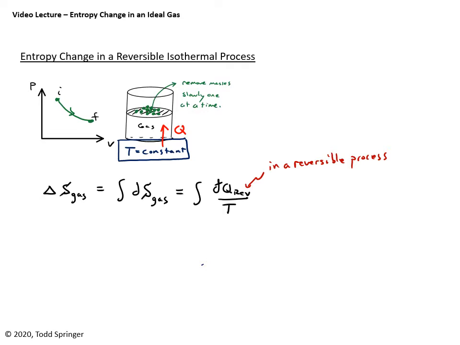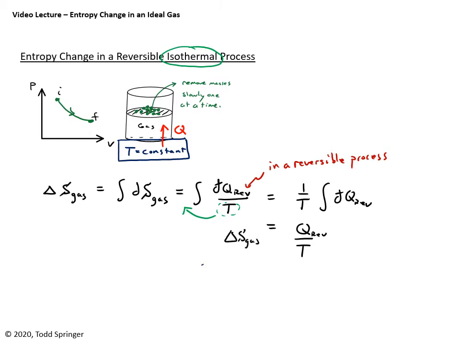And now we've seen this many times. So in this case, it's an isothermal process. So that means the temperature is constant. So this temperature can come outside of the integral. And so then I get 1 over T, integral dq reversible. And so the integral of dq is just the total heat added in the reversible process divided by T. So delta S for the gas is q divided by T.